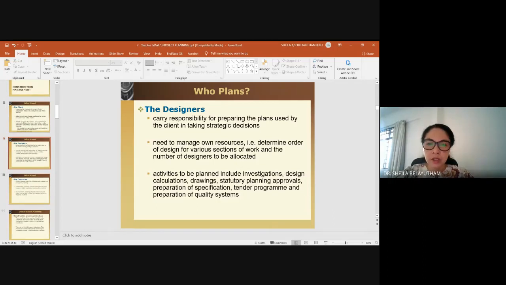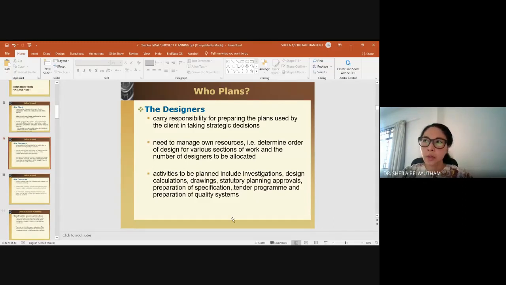Once the investigation is done, it could provide a certain alternative to the designers, for example what different foundation to be used based on the soil investigation. Then they can move on with the design calculation and the drawing. And of course, all this documentation, once it is ready, will be passed on to the authority for approval.